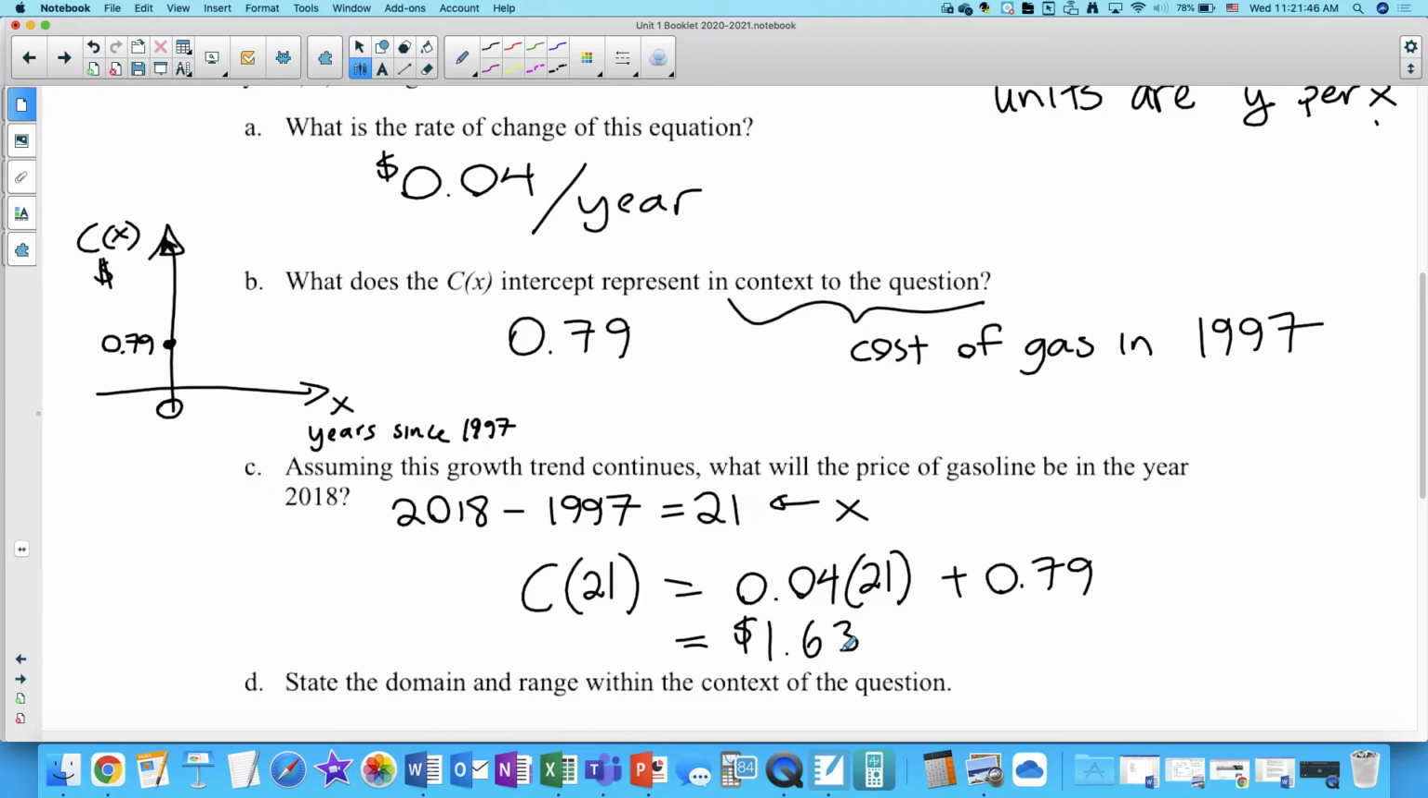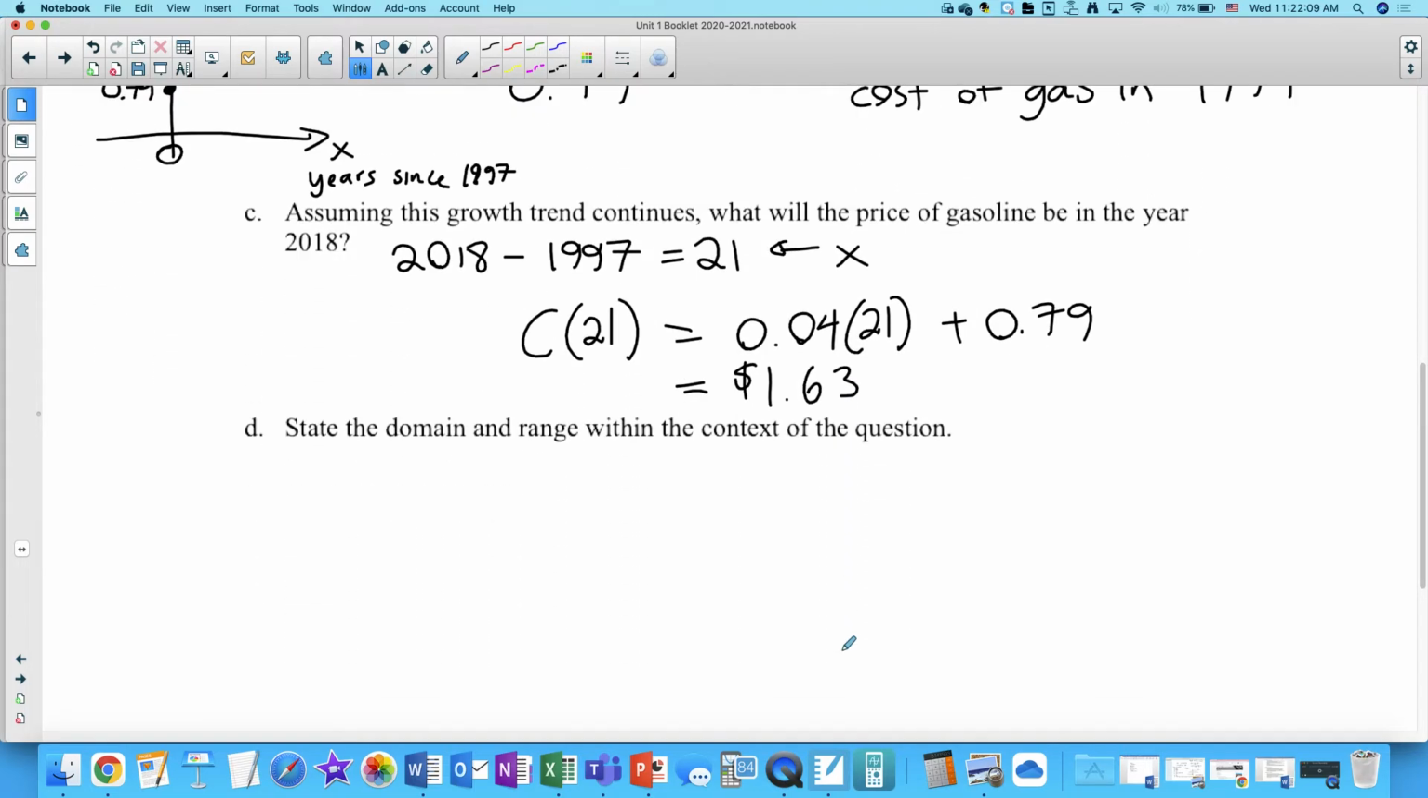Okay. Domain and range within the context of this question. Okay, so X represents years since 1997. What makes sense? Could I have any number? Yes. X is greater than or equal to 0 because we're looking into the future, not the past.